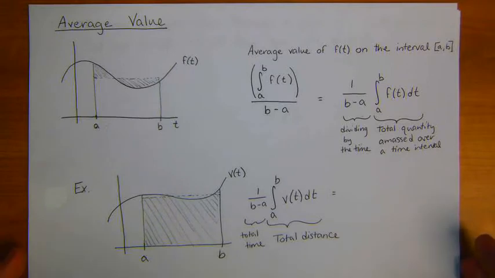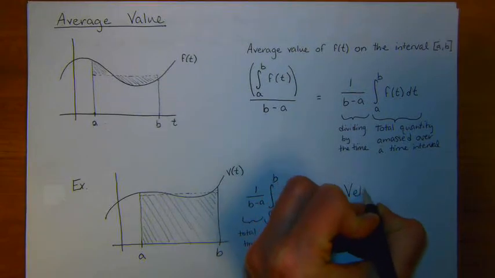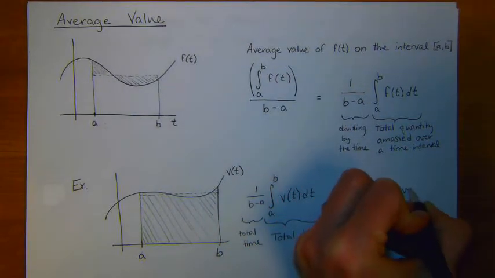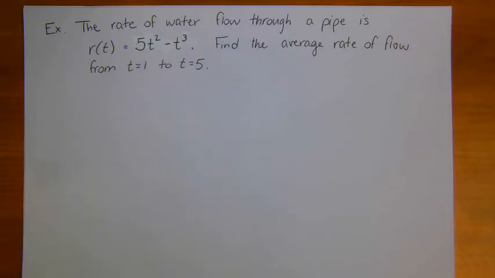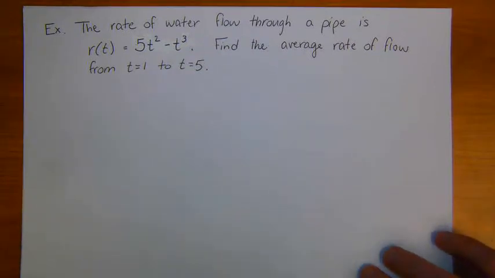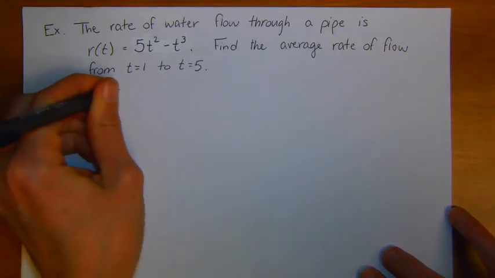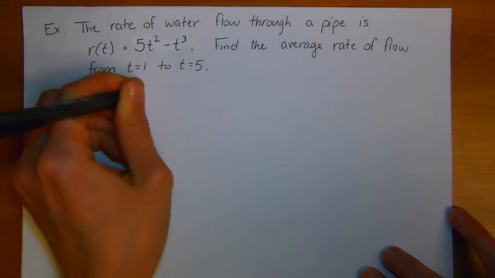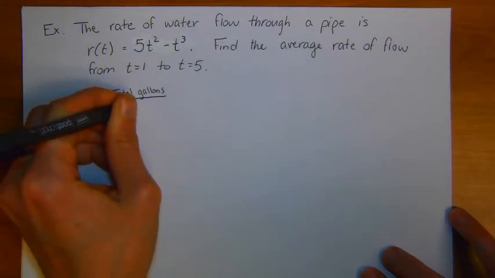Maybe I should say that this is going to be equal to the average velocity over that time interval. Let's look at a specific example. Let's say the rate of water flow through a pipe is given by r of t equals 5t squared minus t cubed, and we want to find the average rate of flow from t equals 1 to t equals 5. For this example, the way that I'm going to compute this is by finding the total gallons, or the total amount of flow, and then dividing it by the time period that has elapsed.